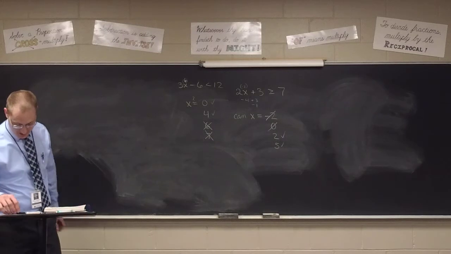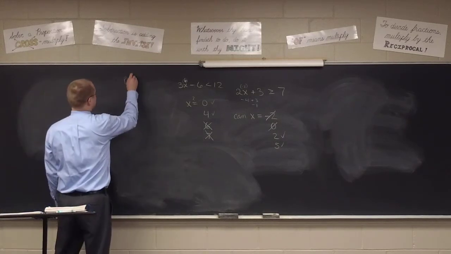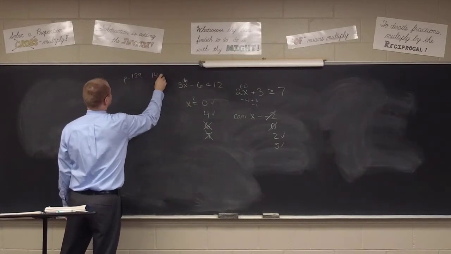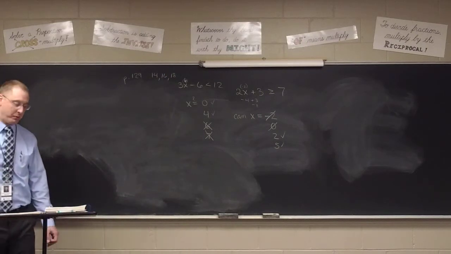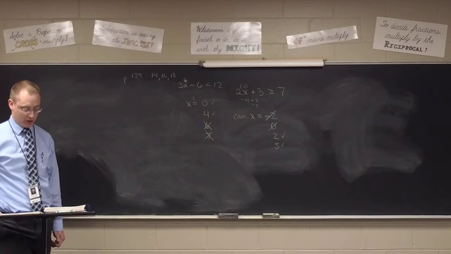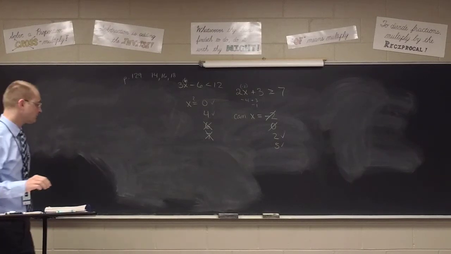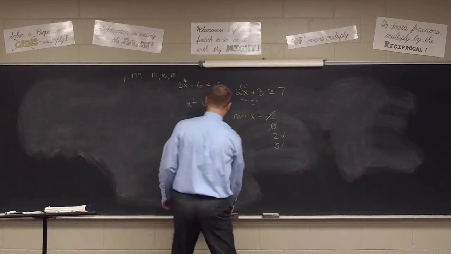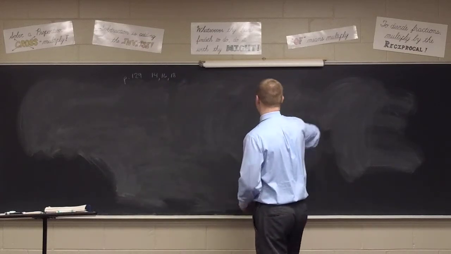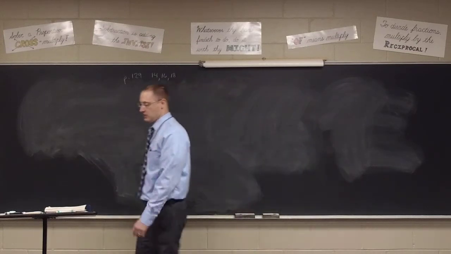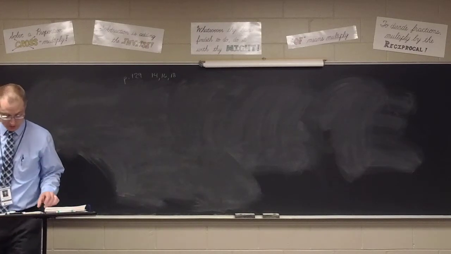All right, page 129, numbers 14, 16, 18. Page 129, numbers 14, 16, 18, doing the same kind of thing where you're determining yes or no, are these values possible solutions? If they are, circle them. If they're not, cross them out. Just cross out the no good solutions, circle the valid solutions. 14, 16, 18. Very quickly at your seats.